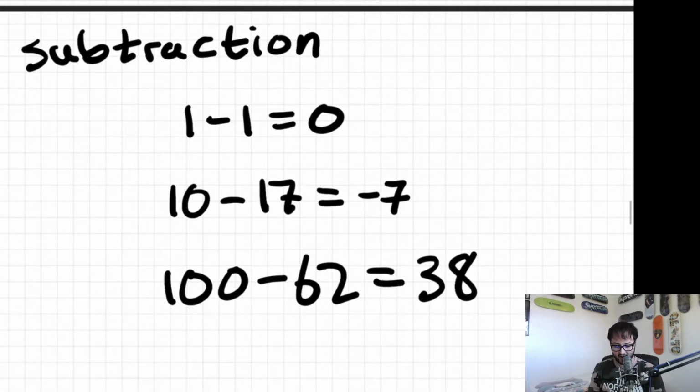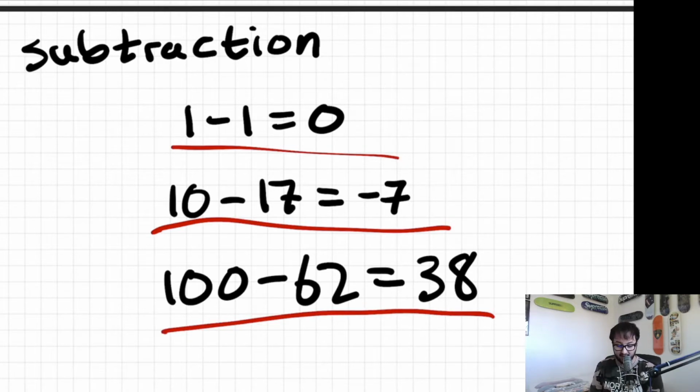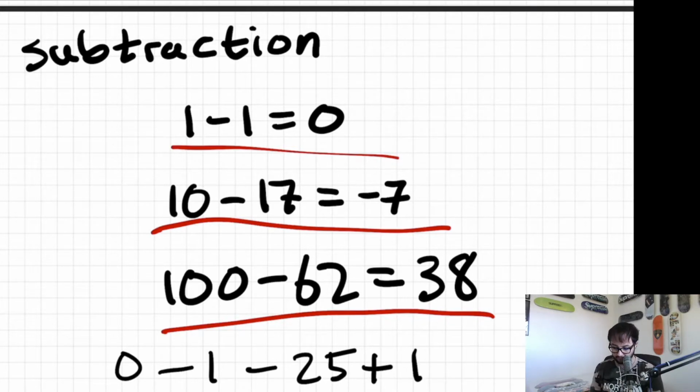You have subtraction, which is going to be just like math, again, where something like 1 minus 1 would be 0. 10 minus 17 goes to negatives. 100 minus 62 is 38. And same thing with addition, you can just keep putting like a number minus a number minus a number. But you can also add a number into there, which would be negative 26 plus 1. So that would be negative 25.